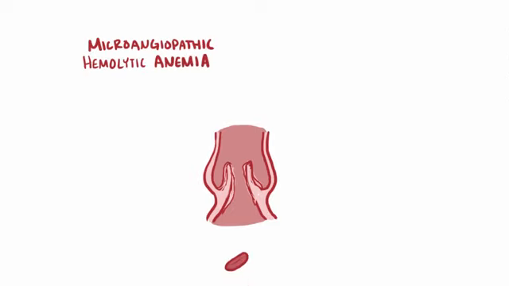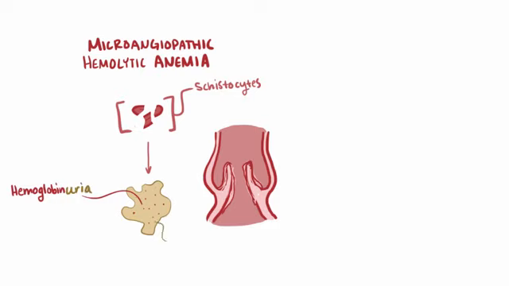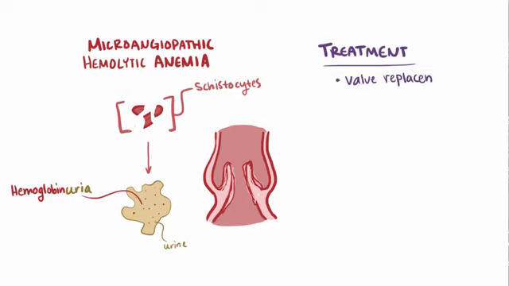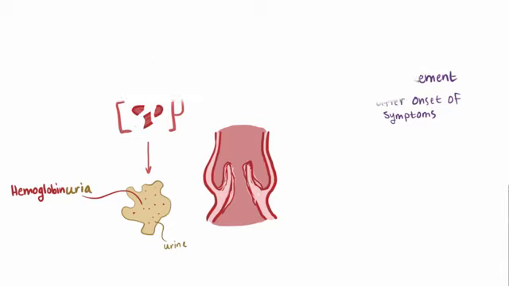A final complication is called microangiopathic hemolytic anemia, which is essentially damage to red blood cells as they're forced through the smaller valve, splitting them into smaller fragments called schistocytes, leading to hemoglobinuria, which is hemoglobin in the urine. Treatment is usually replacement of the valve, which often doesn't happen until after the onset of symptoms. Alright, so that was aortic stenosis.